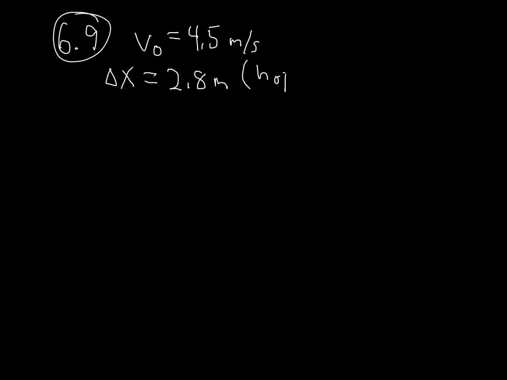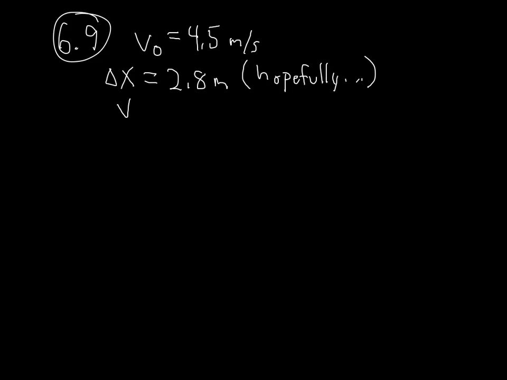So we are told that we have some initial velocity for this runner, and that's going to be 4.5 meters per second. Change in x, it's going to be 2.8 meters, hopefully. We say hopefully because they actually don't tell us that he reaches that actual distance. Does he make it home? Does he make it 2.8 meters?